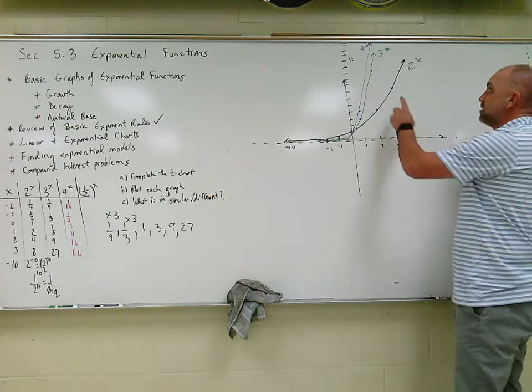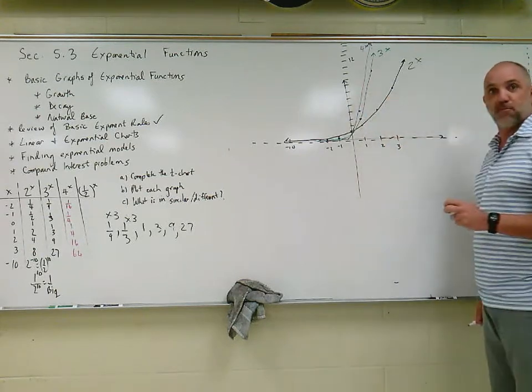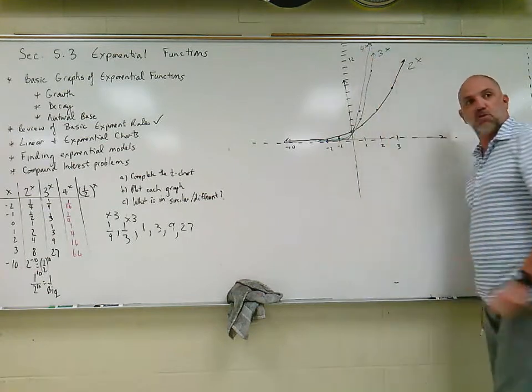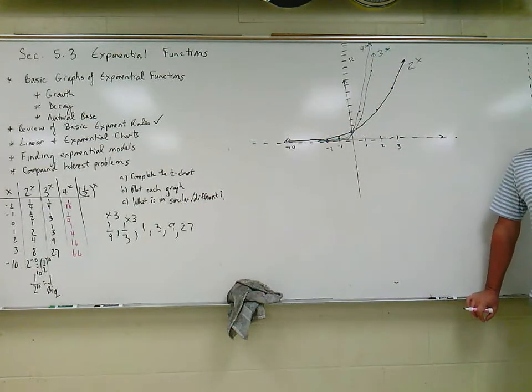So what has happened between each graph with the shape of it? What would you say? As we increase the base, what's happening to the shape of the graph? Skinnier, if I'm thinking of a hill, the hill's becoming what? Steeper. Okay, good. So if I did a 5 to the x, what could you tell me about 5 to the x? What would you know about it? All right, very good. What else? There you go. All right.